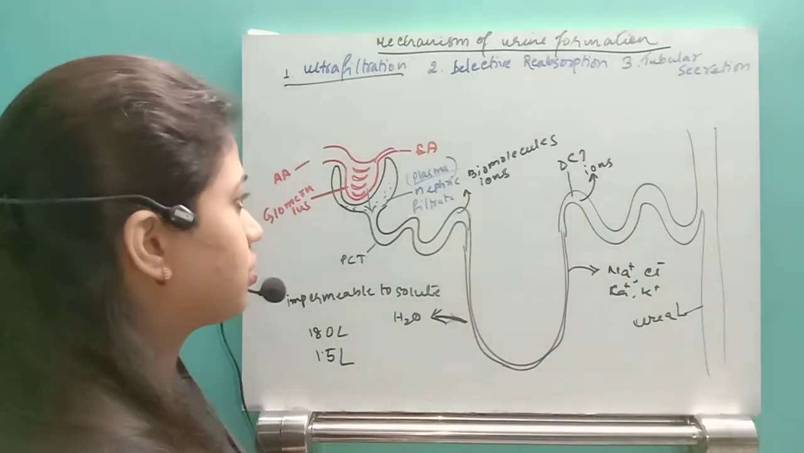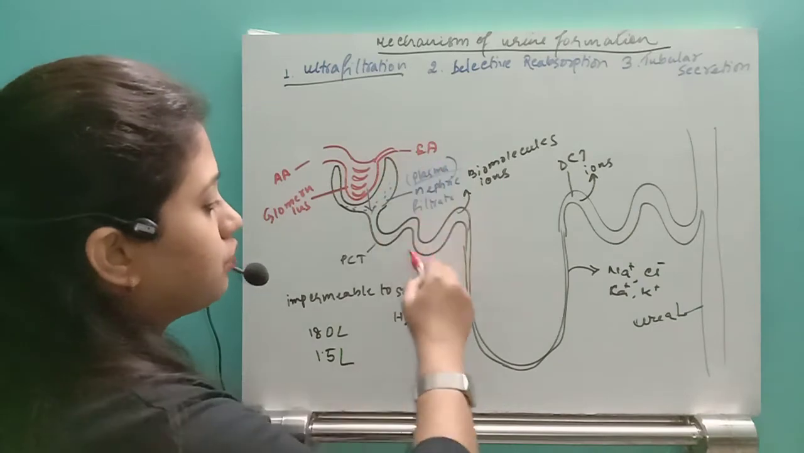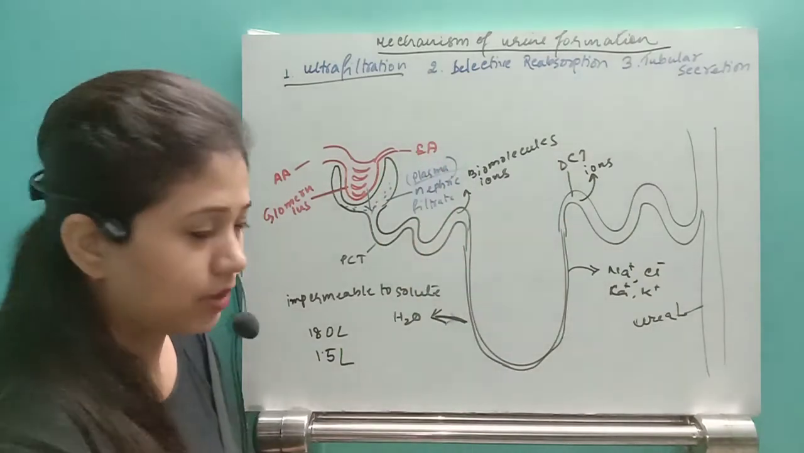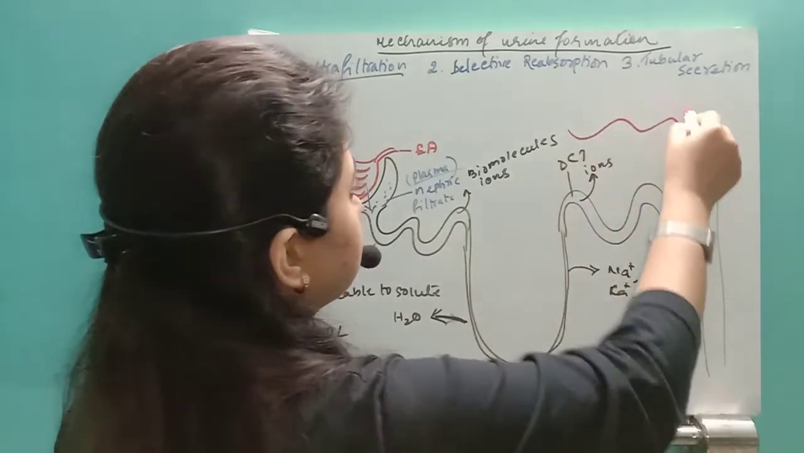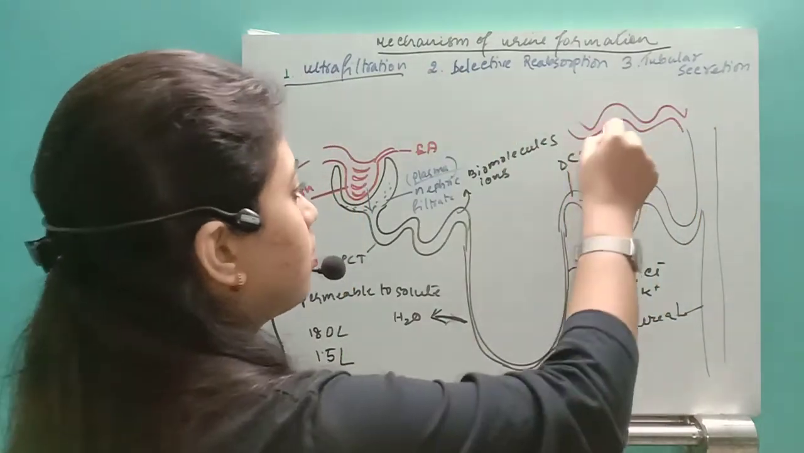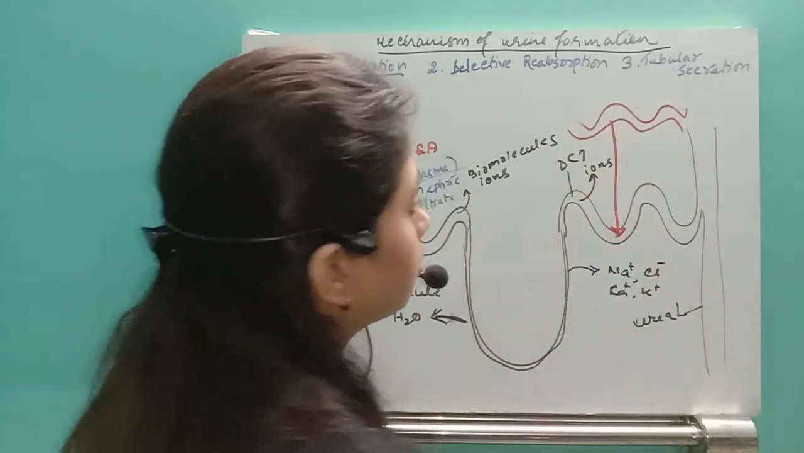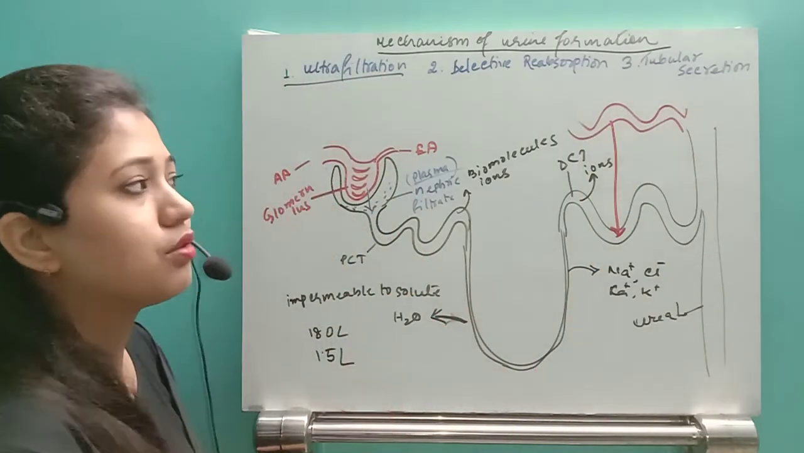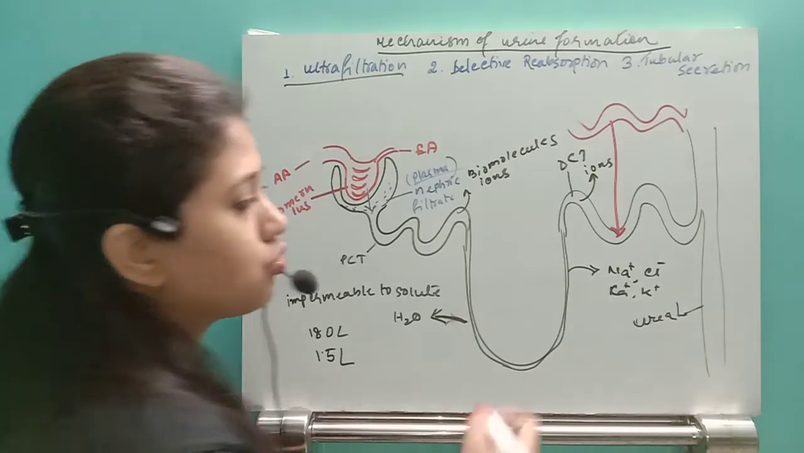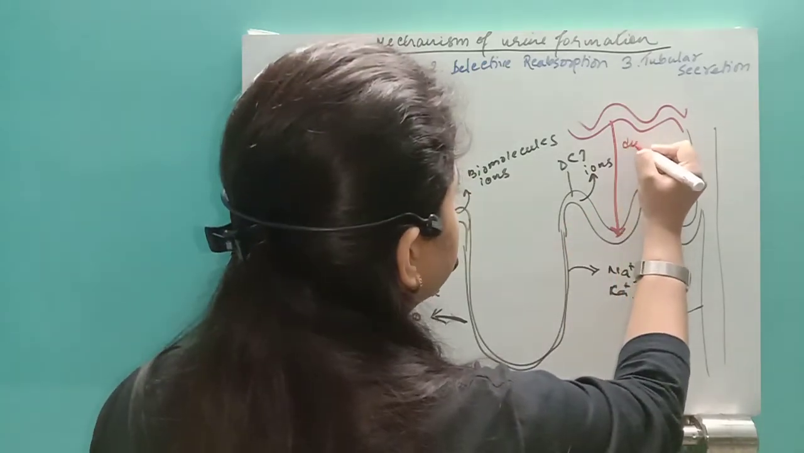So what is the tubular secretion? See, this efferent arteriole will take some coiling around this loop of Henle. Then after that, here is the blood vessel present. So forcefully some things will be secreted from the vasa recta, this is one type of blood vessel, to the DCT. Those will contain different drugs.